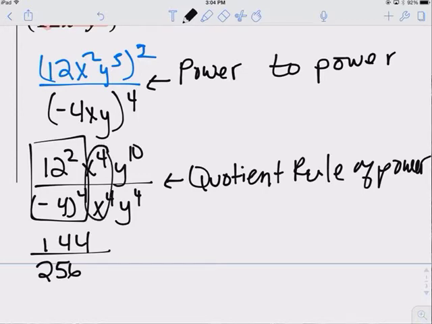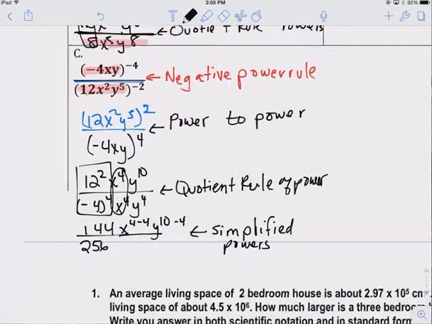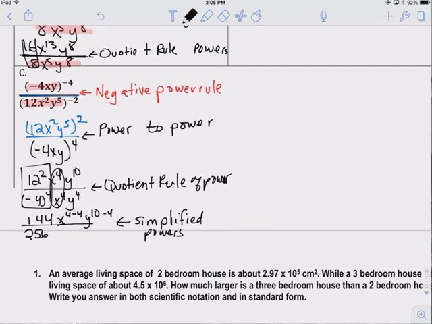Okay. This is zero power rule, right? And then we simplify powers. Okay. Got that? Reduce. Does 12 go into 256 evenly? Try 256 divided by 12. No. Let's reduce it by 2.